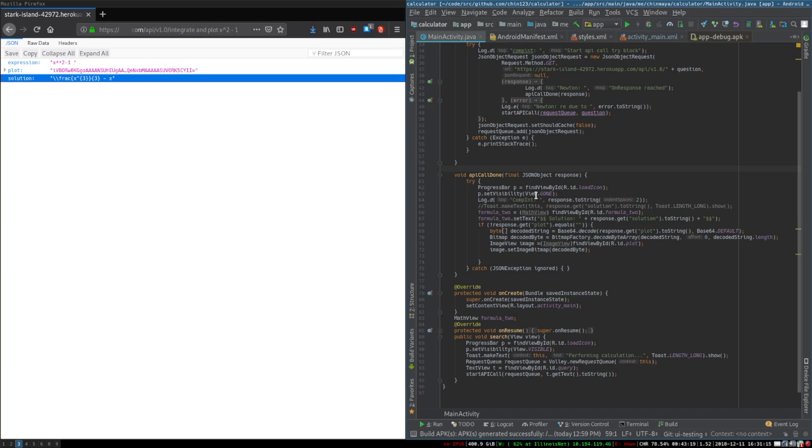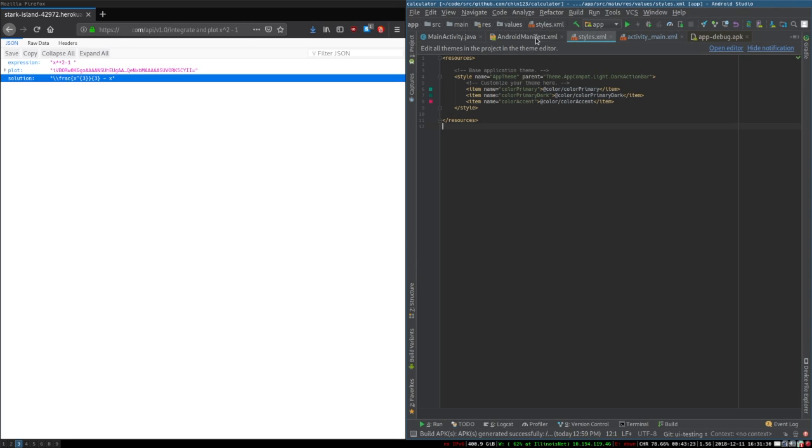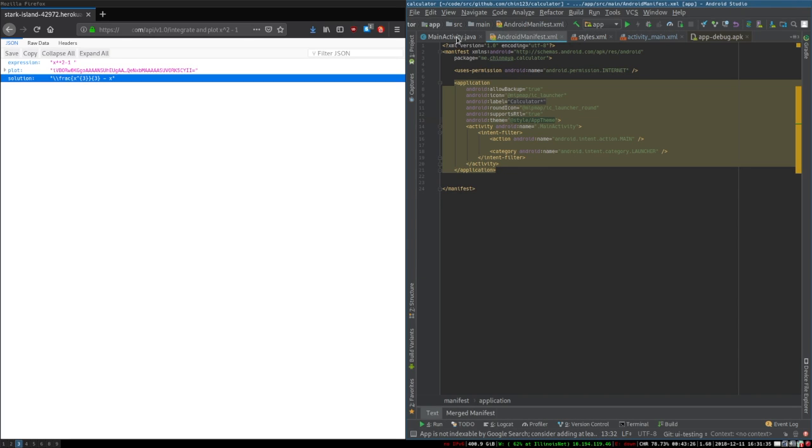So it gets the solution and it just puts that into formula 2, which is just this math view over here. So MathView is a library which we're using which parses LaTeX, and it's able to show it in the Android app.